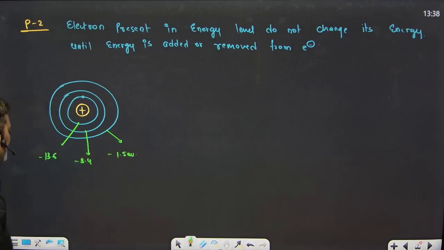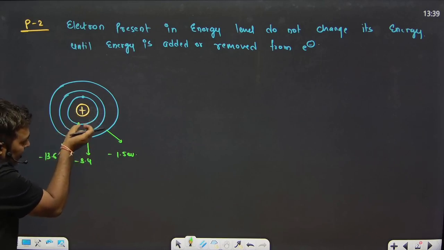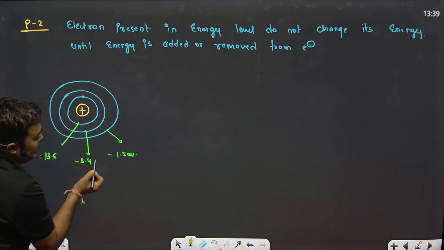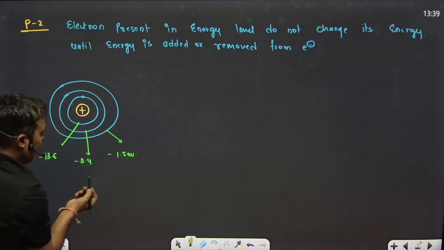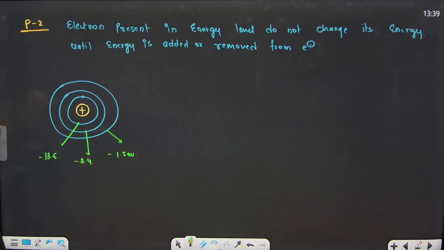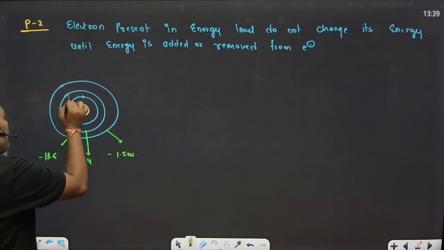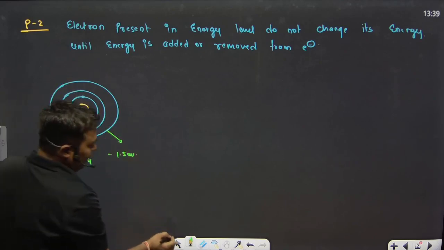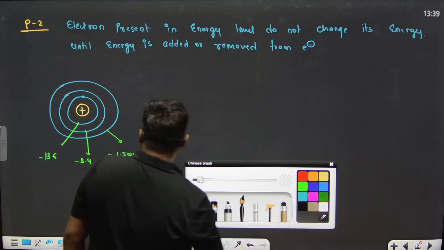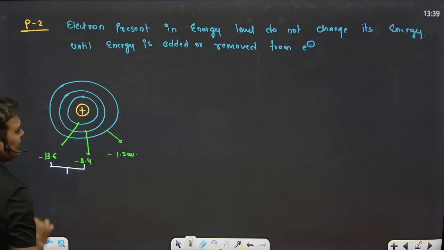So you can see that as we are moving away from the nucleus, the energy of the energy levels, or energy of the stationary state, or energy of the orbit, is continuously going to increase. So suppose my electron is present in this first energy level, and I want to send this electron from the first energy level to the second energy level, then what do I need to do? I need to provide extra energy to this electron.